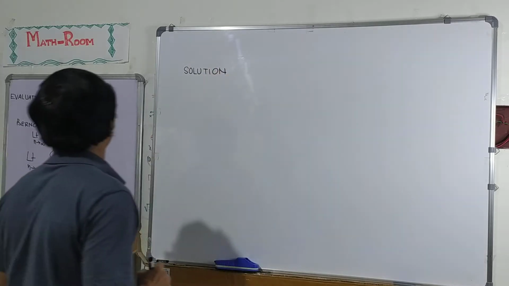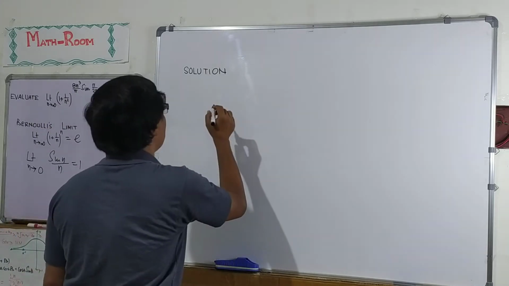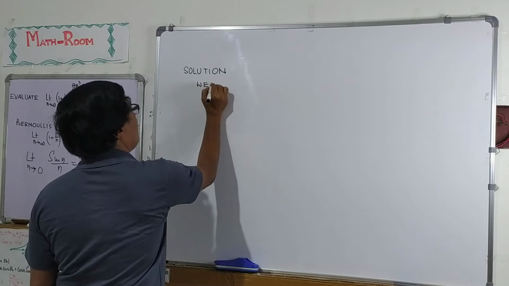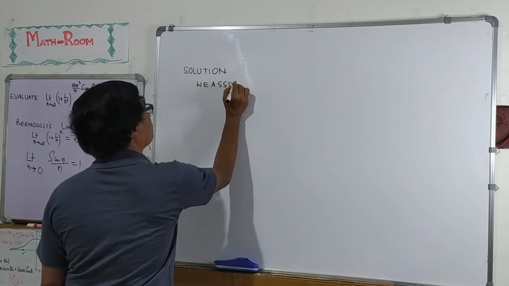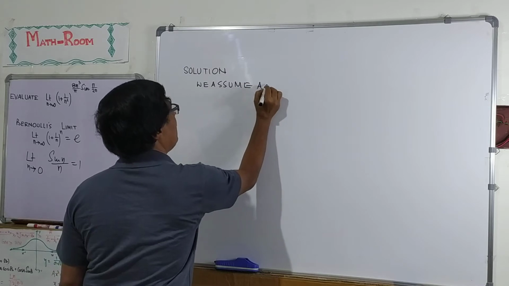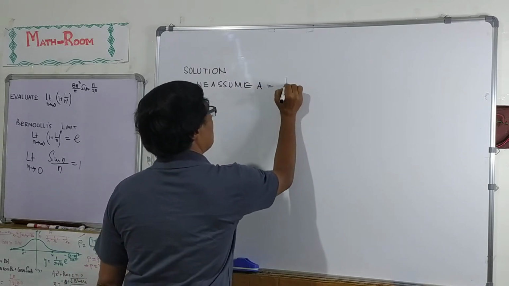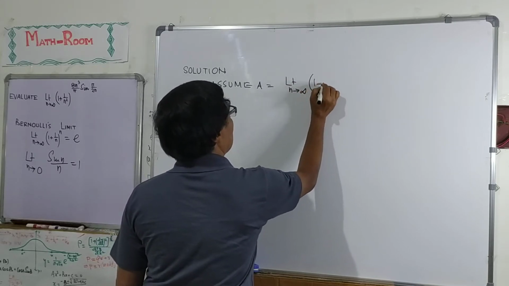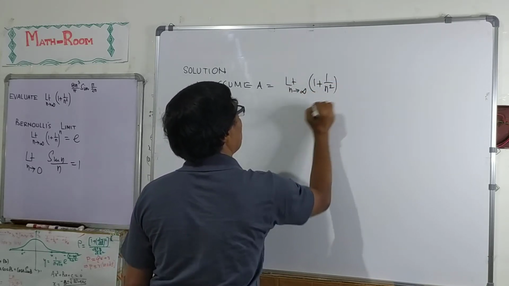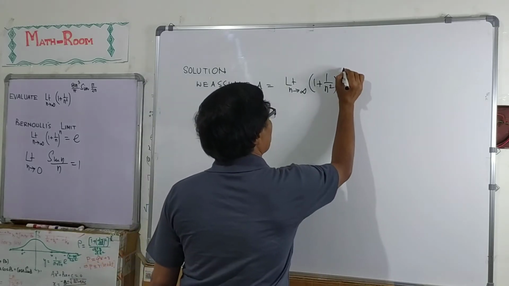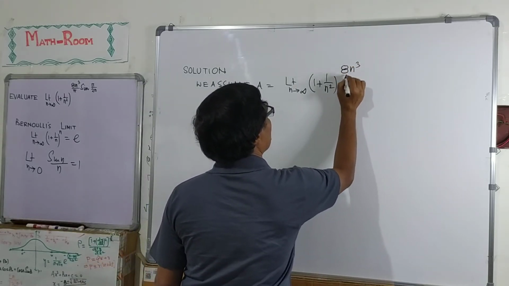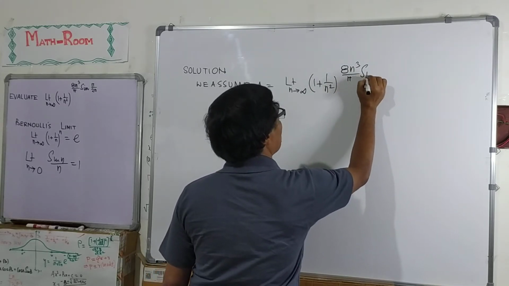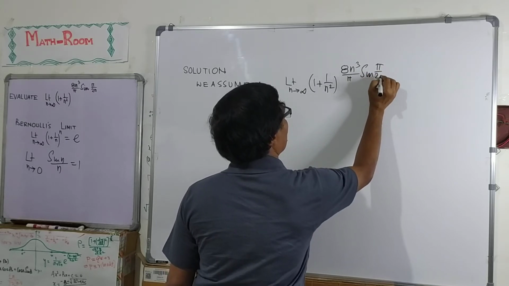At first, we assume the value of this limit as a. We assume a equal to the limit as n tends to infinity of (1 plus 1 over n square) to the power 8 n cube over pi sin pi over 2n.